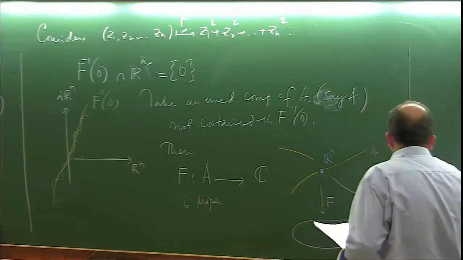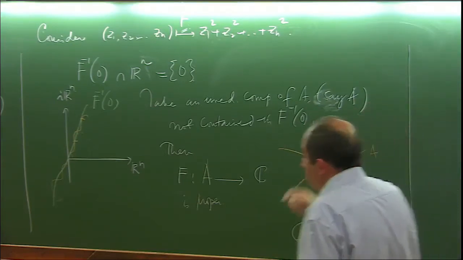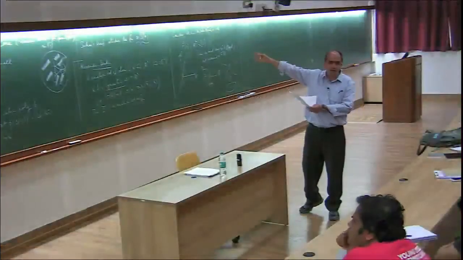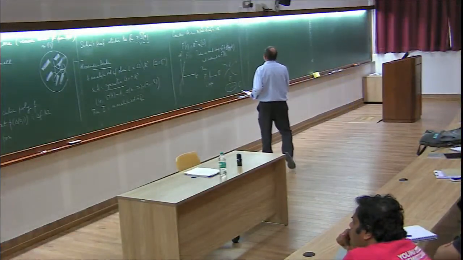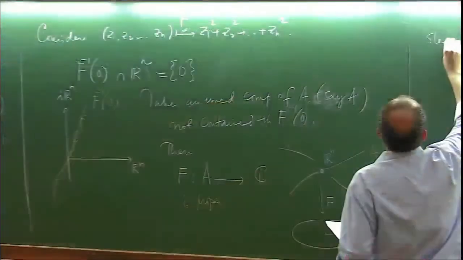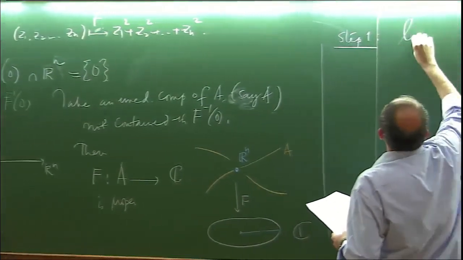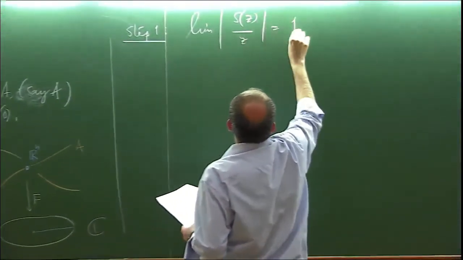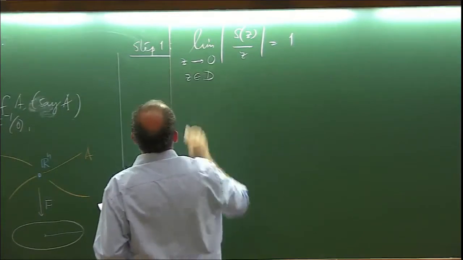Let me just write down a bunch of steps that go into an alternate proof of Sakai's theorem using the Alexander-Becker approach. Step 1, and this is perhaps the most important step: the limit of S of z divided by z is equal to 1 as you approach 0, staying within the domain D.